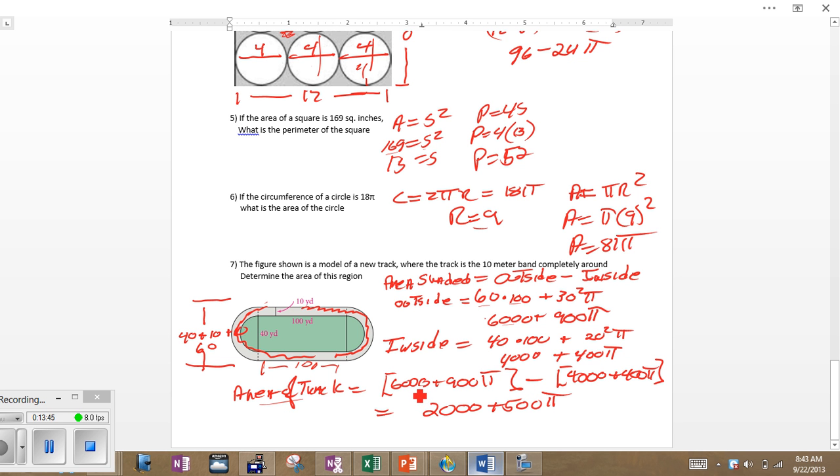Subtract your like terms. 6,000 minus 4,000 is 2,000. 900 pi minus 400 pi is 500 pi. So there is the area, and that is fine. You leave it exactly like that, and that's the exact answer. So there's your solutions to your test. You should go over this and make sure you're clear on all that, because you'll see it again when it comes time for the exam.